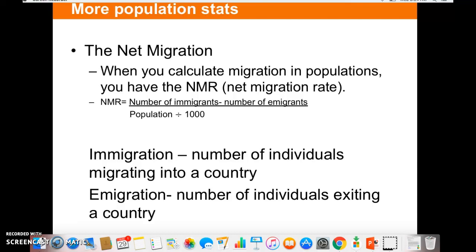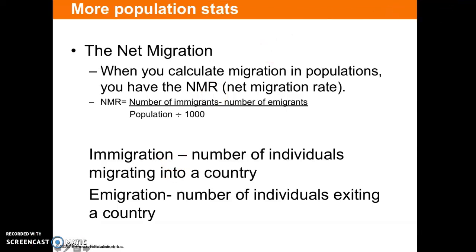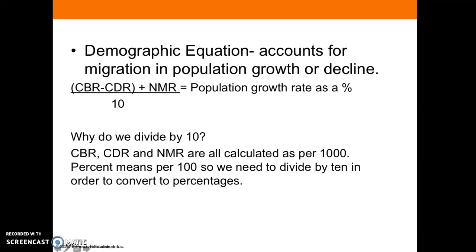And immigration is the number of individuals who are migrating into a country. See how the I is there? Immigration, people coming in. And emigration is the number of individuals that are exiting or leaving a country. We use the NMR, the net migration rate, to calculate the demographic equation. So this accounts for migration when we look at population growth or population decline.